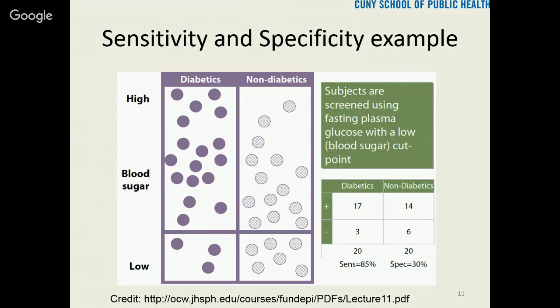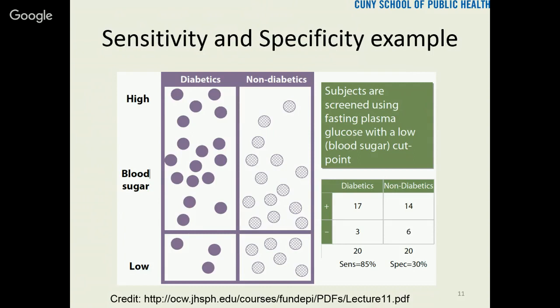And where that trade-off is made is going to depend on the relative importance of this kind of mistake and this kind of mistake, the false negative and the false positive.